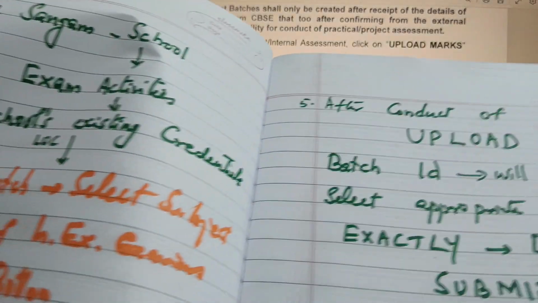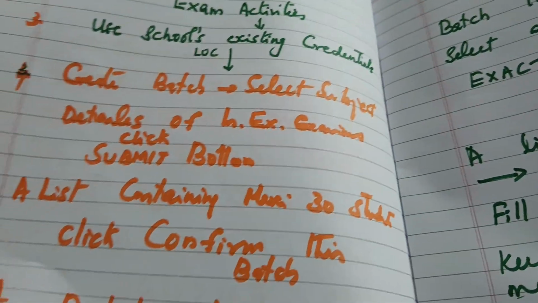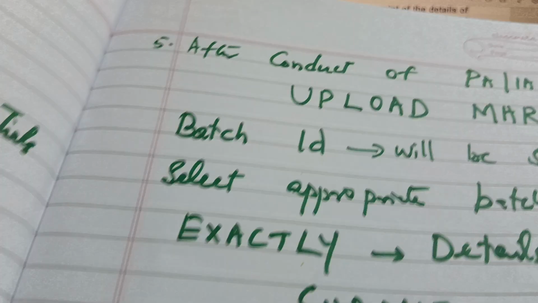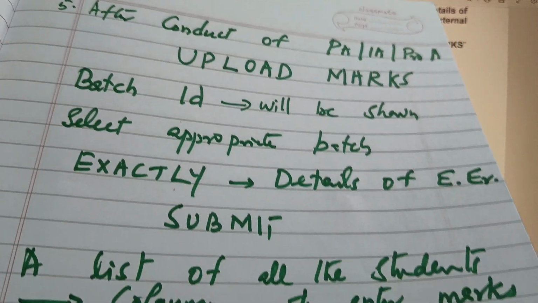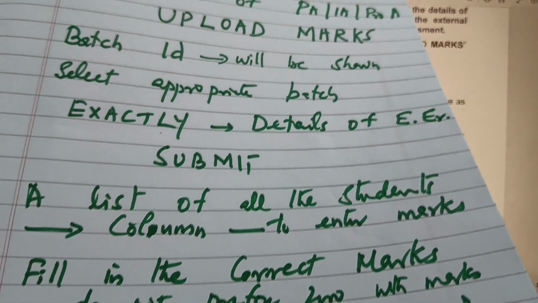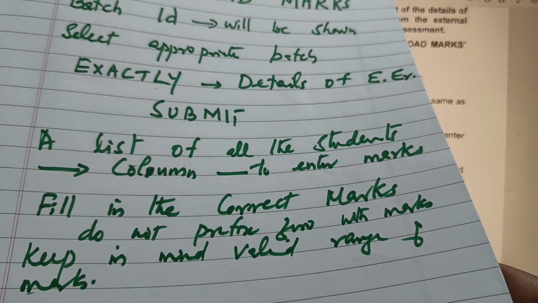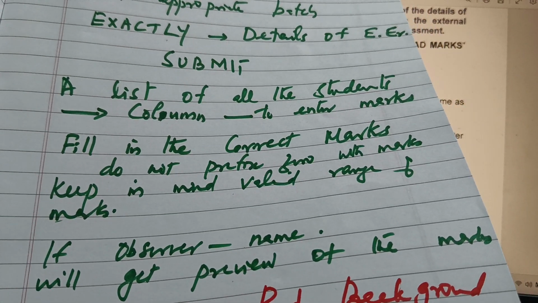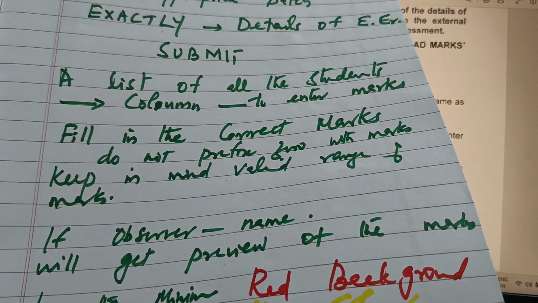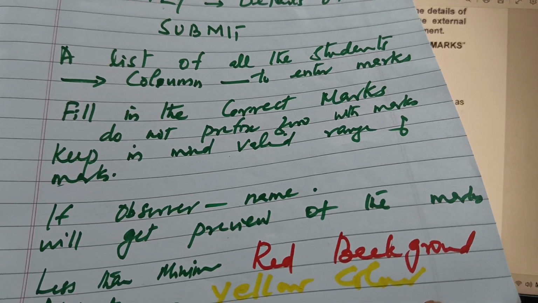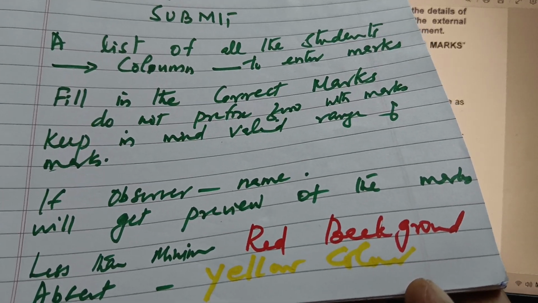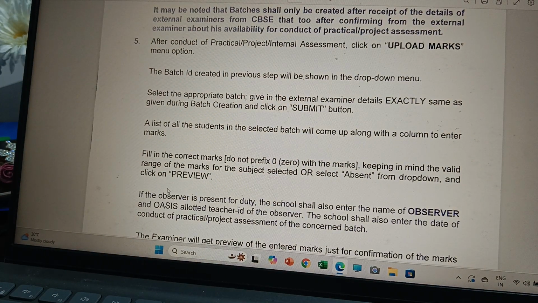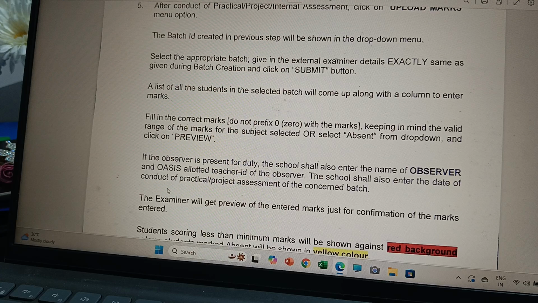Yes, the same thing I have written here. Creation of batch: the name of the examiner is compulsory for uploading marks. The batch ID is shown; select the appropriate batch, and enter the exact details of the external examiner. Submit a list of all the students and a column to enter marks; fill in the correct marks. Do not prefix 0 with the marks, and keep in mind the valid range of the marks.